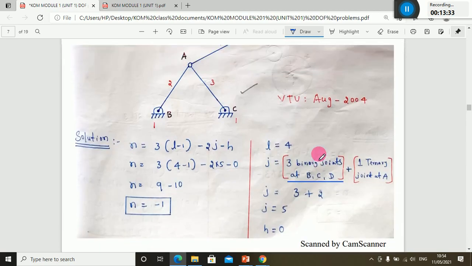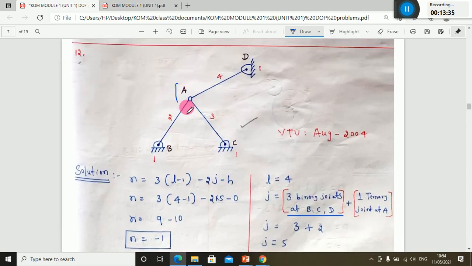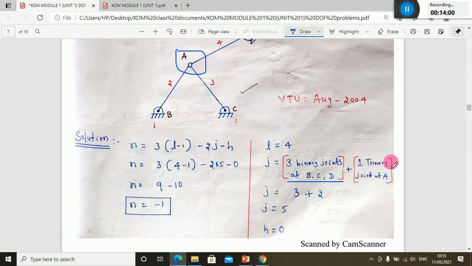Is that visible? Yes, sir. And what about point A? At point A, you can see three kinematic links are joining: second, third, fourth. It means this is not a binary, this is a ternary joint. So there is one ternary joint at point A. Just take a note: J means total binary joints, but it considers both binary and ternary, so you need to convert this ternary joint into binary. One ternary joint is equal to two binary joints. Multiply by 2, so 1 into 2 gives 2. Is that clear? Total is 5.